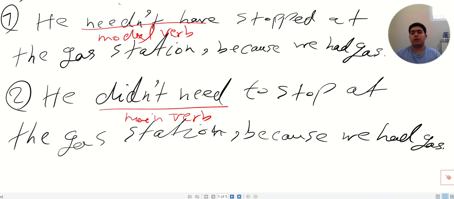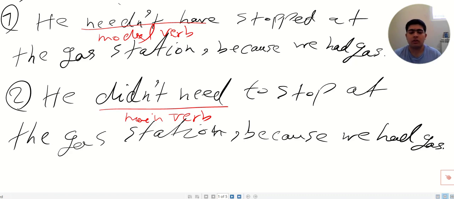So what's the difference? Some students first say, I haven't heard that needn't exists. Okay, no, as a modal verb we say you needn't play, you needn't study. I don't know, need we go, need we leave, something like that.